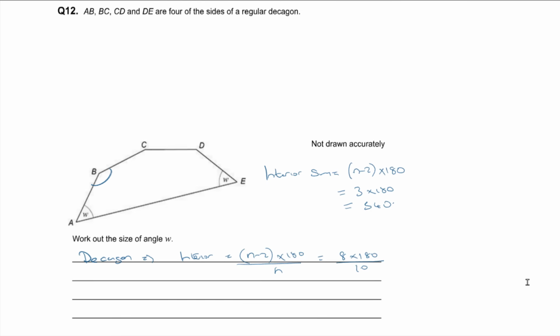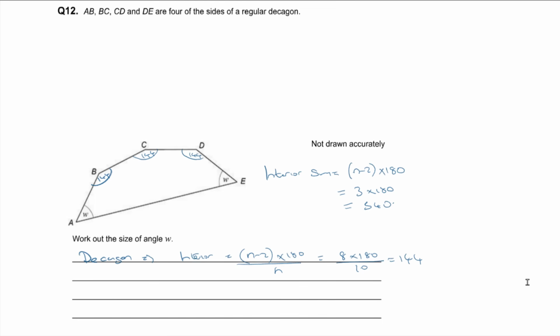What's that then? So 8 times 180 divided by 10. It just ends up using bigger numbers. So that's 144 degrees. So each one of those is 144. So that's 144, 144, 144. Okay, so I know those three, and I know the other two are W.